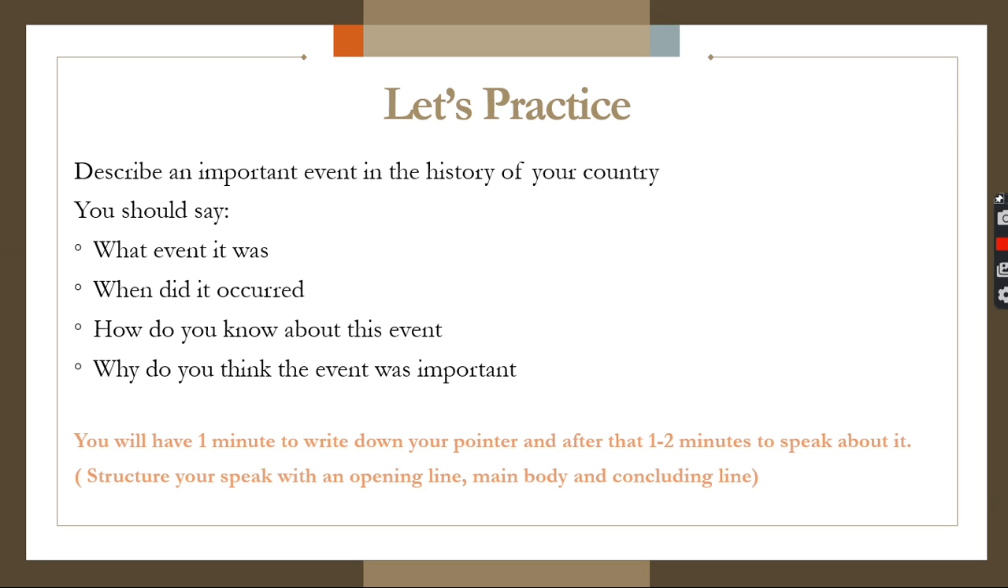You need to be sure about these things because you have to speak for 1 to 2 minutes. You can't just mention an event that you don't know about, where you don't know who started it or not, because then it would not give you enough margin to speak for 1 to 2 minutes. Now over here there are some sub points which are given for our help. The sub points are: what event it was, when did it occur, how do you know about this event, and why do you think that the event was important.